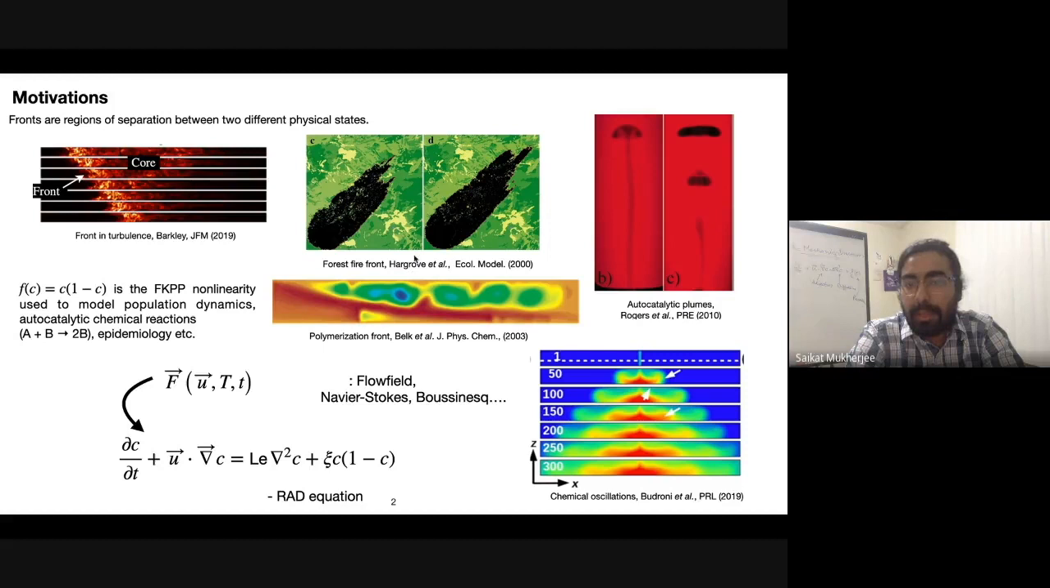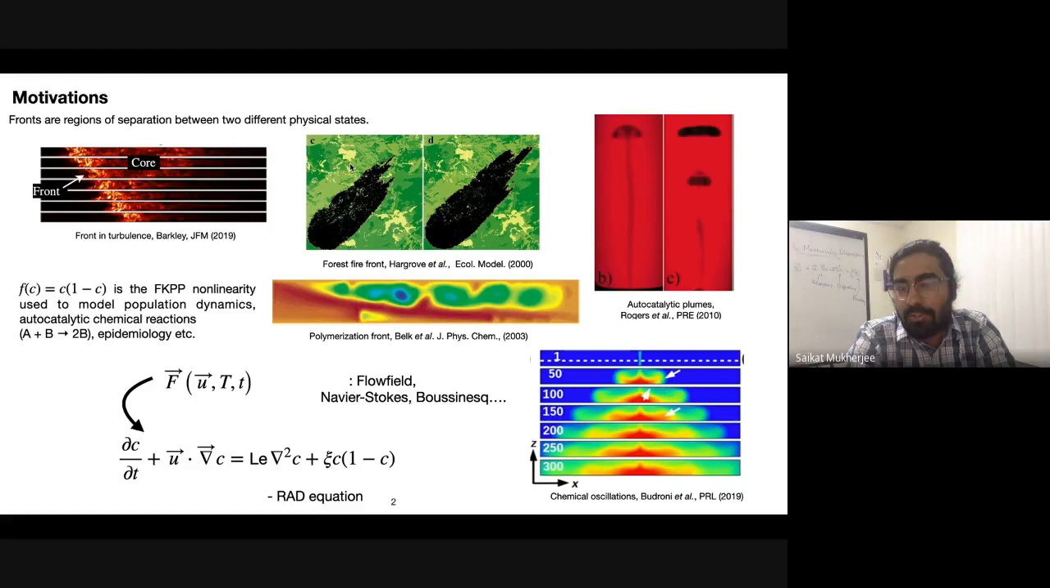You can also have, and this is my favorite example for fronts, a forest fire front from this ecological modeling paper by Hargrove. These are simulations of forest fire. Suppose you have a deciduous forest, and you incite a fire inside the forest. The forest fire front will propagate until all the vegetation is consumed, and it will not stop until then.